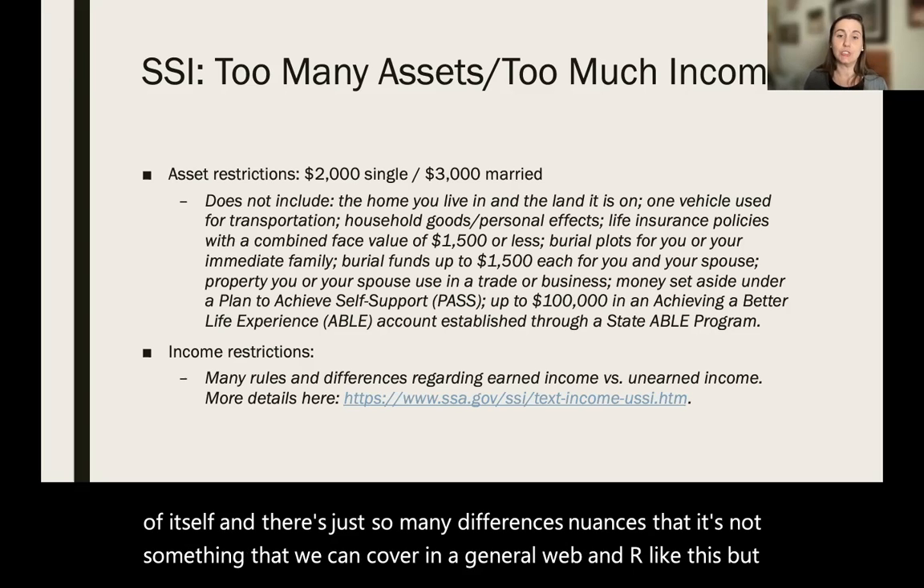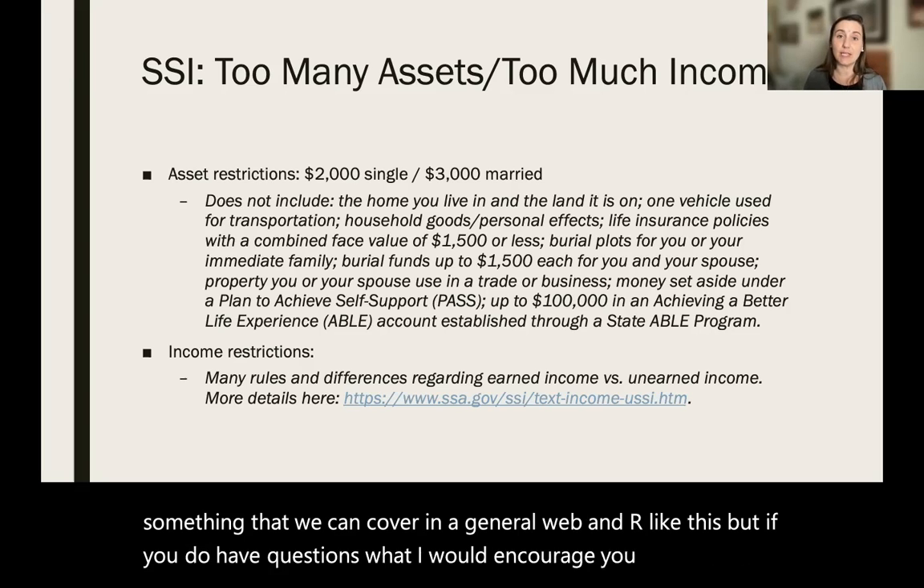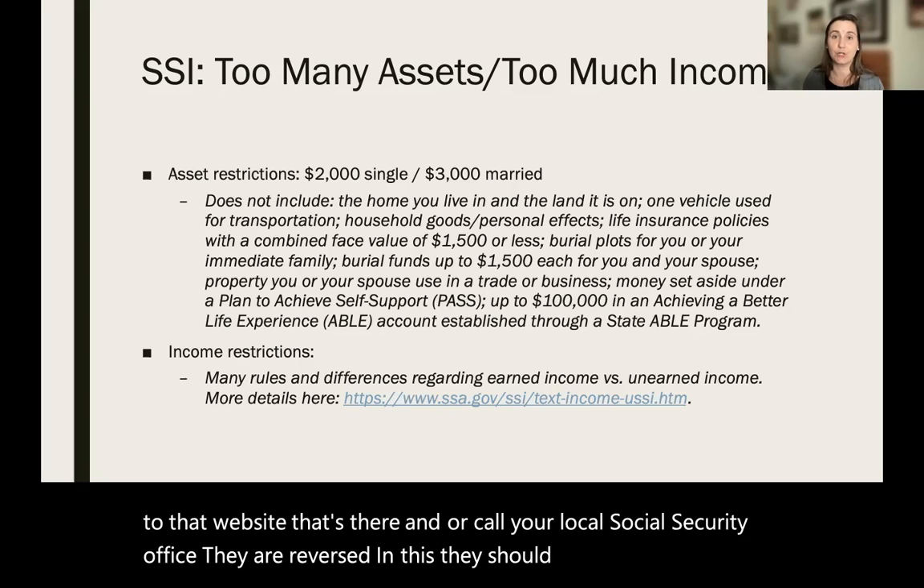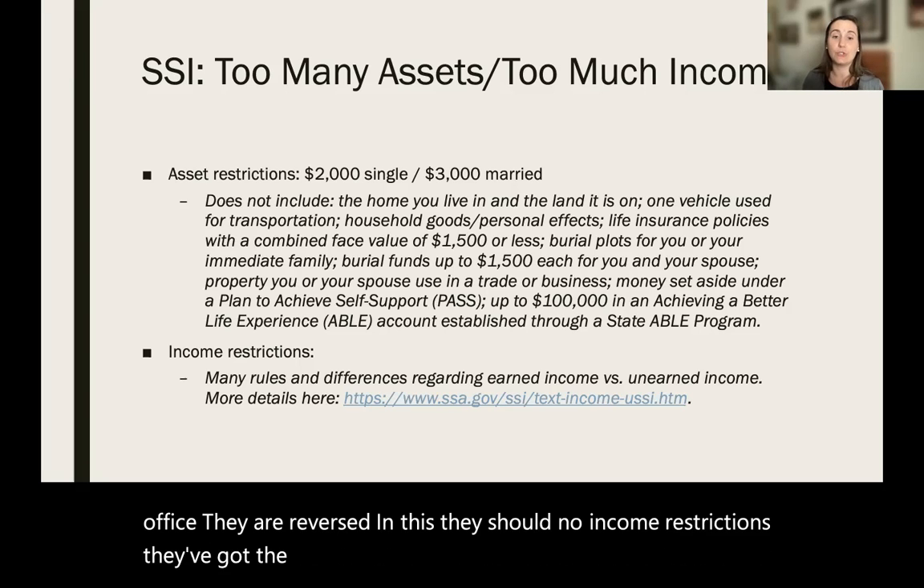But if you do have questions, what I would encourage you to do is go to that website and/or call your local Social Security office. They are versed in this. They should know income restrictions. They've got the calculators that they should be able to do. Okay.